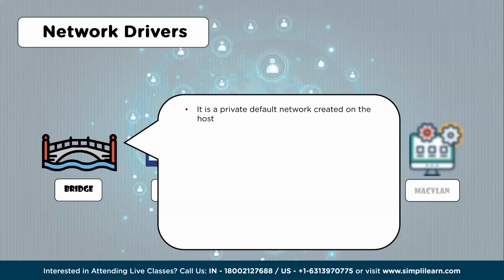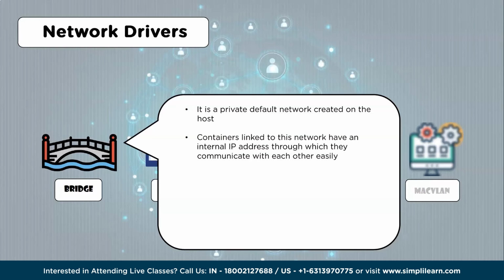It's a private default network created on the host. If you go to the installation of Docker, this is the default driver which gets installed onto the host. The containers linked to this network will have an internal IP address through which they can actually communicate with each other. On the same machine also, you can establish the connectivity. You can connect to the containers using that private IP address, but outside the server you will not be able to have the communication. But internally you can connect to the containers, and containers can also communicate with each other.